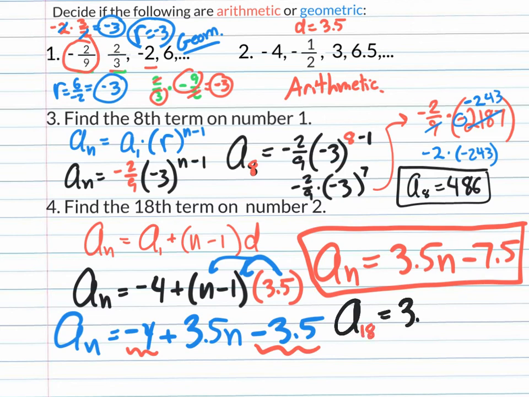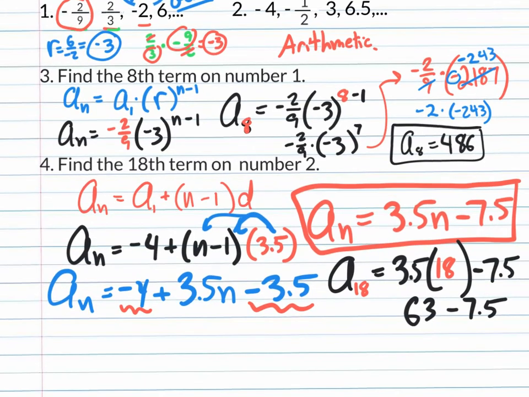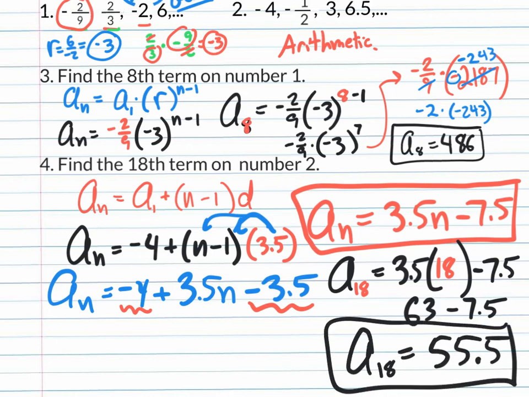So that's going to be 3.5 times 18 minus 7.5. Let's use a calculator. The answer is 63 for 3.5 times 18. And we're going to be subtracting 7.5 from that. The answer there would be 55.5. So a sub 18, the 18th number, would be 55.5. There's your answer for that one.